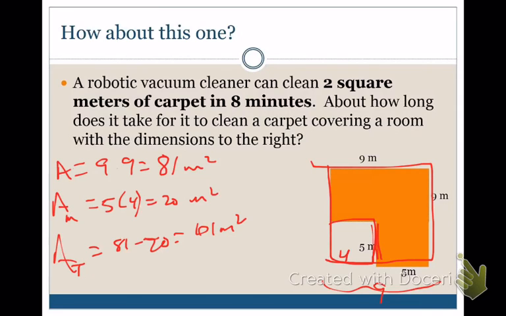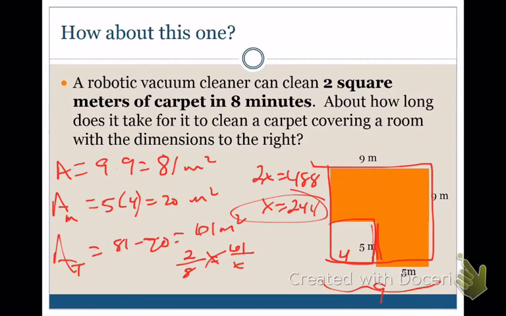Now, if the robotic vacuum cleaner can clean 2 square meters of carpet in 8 minutes, that means I've got to find out how many 8 minutes I need, right? I'm going to divide the 61 by 2, right? Or just set up a proportion would be easier, right? We know that the robot can clean 2 square meters in 8 minutes. We have 61 square meters. So now just cross multiply this, and you get 2x equals 488, divide by 2, and this is going to take 244 minutes.